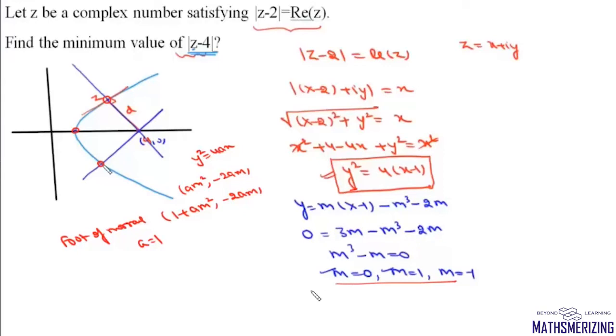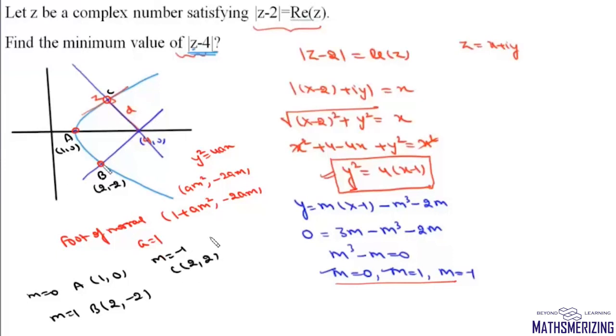So now we'll start putting the value of a and the values of m. So we'll take m as 0. We'll get this point, say A, and it will be simply (1, 0). If we put m as 1, then we'll get this point, say B. So a is 1 and m is 1, so it will be (2, minus 2). So B is (2, minus 2). And then we'll find this point which is C when the value of m is minus 1. So we'll put m as minus 1. We'll get this point C as (2, 2).